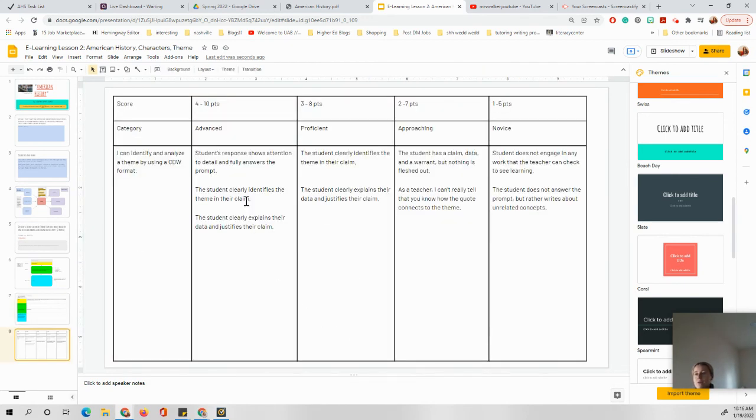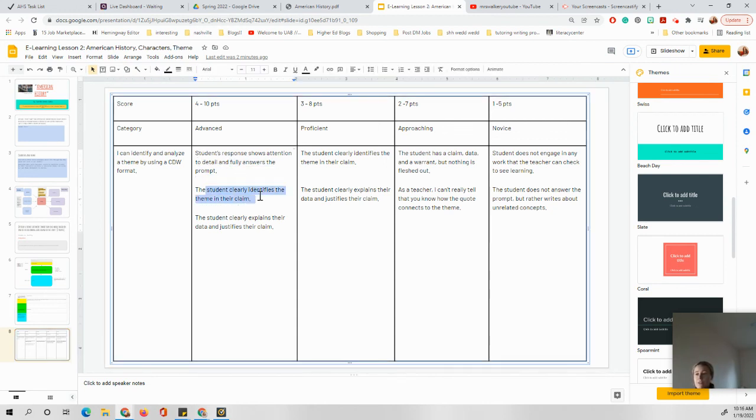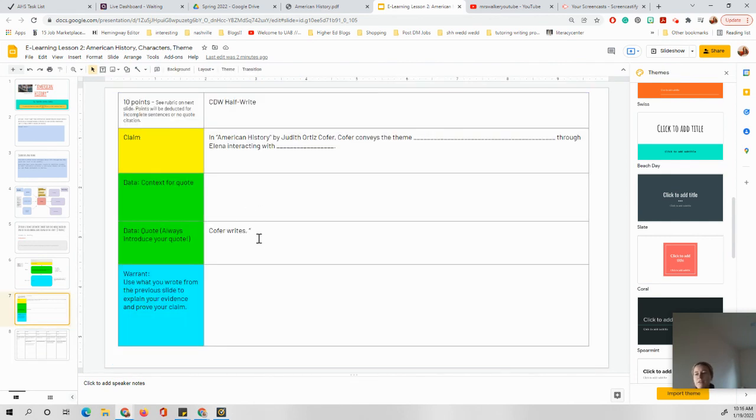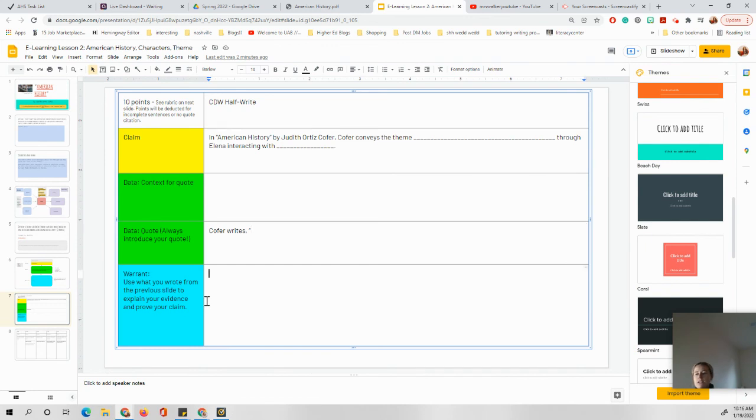This is how I'm going to grade you on your CDW, based on this rubric. I'm aiming for you to show attention to detail and fully answer the prompt, that you can identify the theme in your claim and how that interacts with a character, and that you're clearly explaining your data and justifying your claim. So that you have your data, your quote, and you're clearly explaining it and justifying it in your warrant, okay? That's what I'm looking for in your CDW. I'm going to keep giving you feedback, etc.